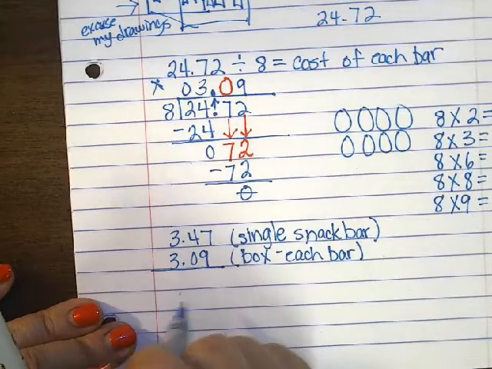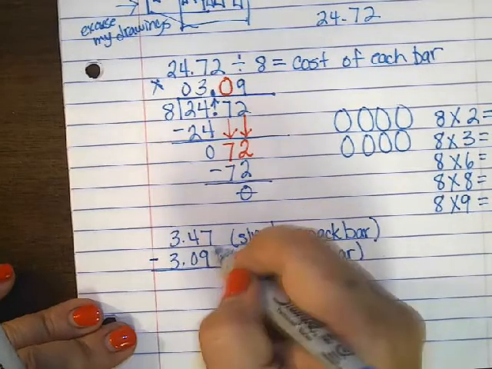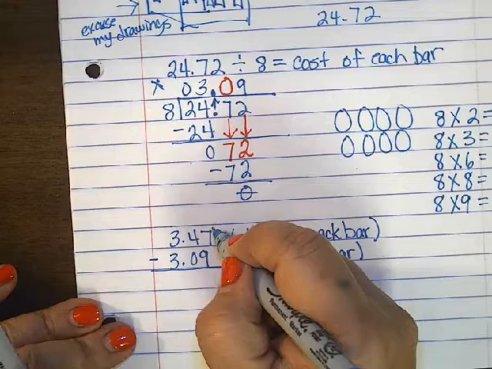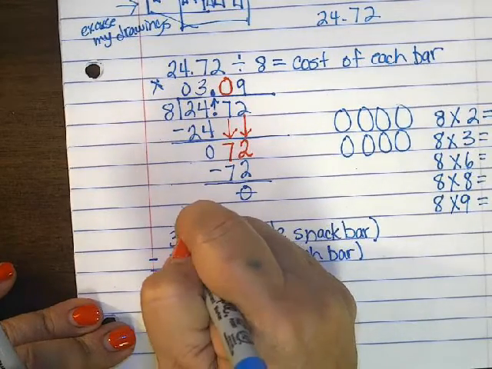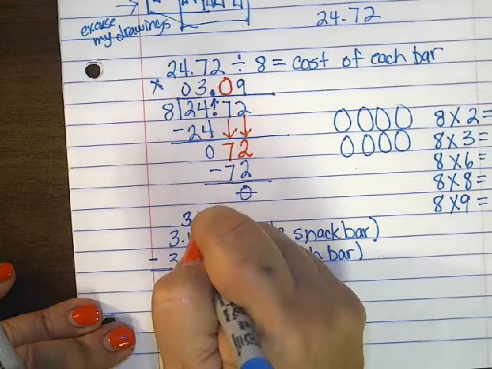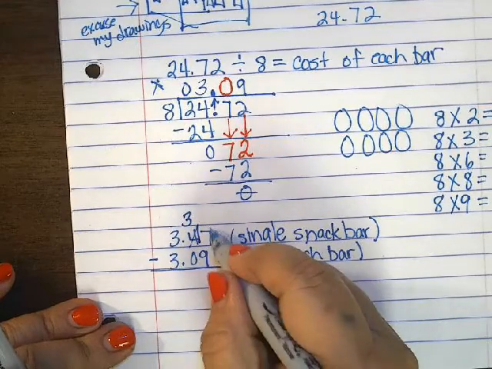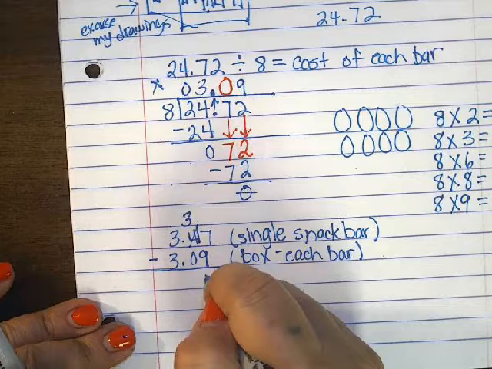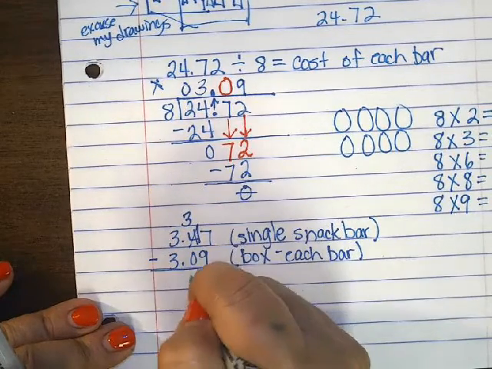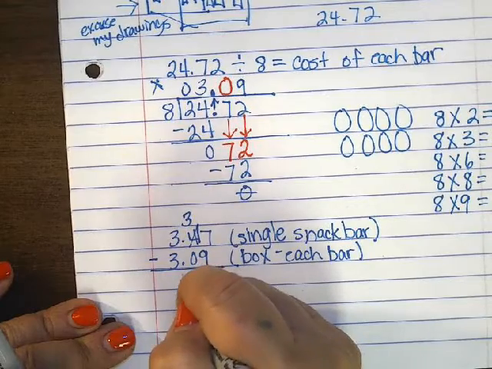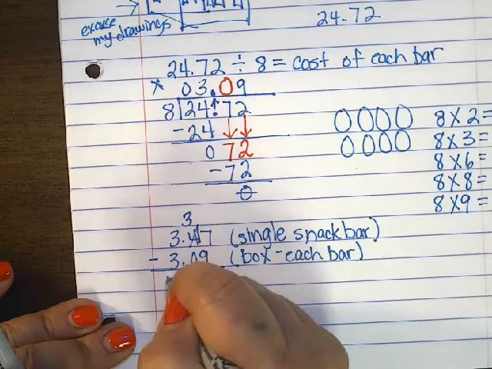Okay, now I'm going to go ahead and subtract. I have 9. Can I take 7 out of it? Nope, got to go back and regroup. So then I take 1 ten away and bring it over to my 1. So now I have 17 minus 9 equals 8. 3 minus 0 equals 3. Bring down my decimal. 3 minus 3 equals 0.